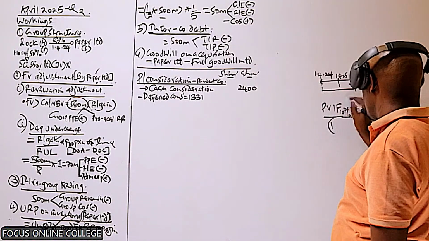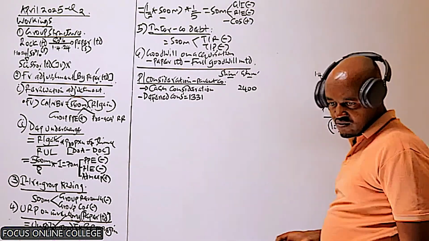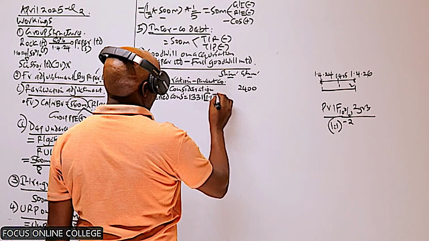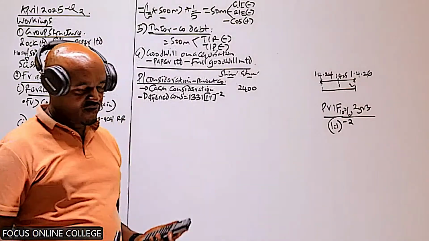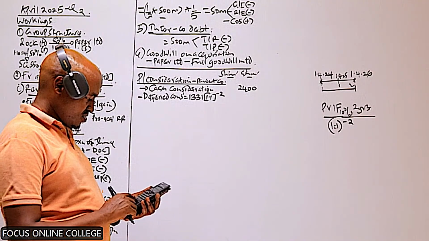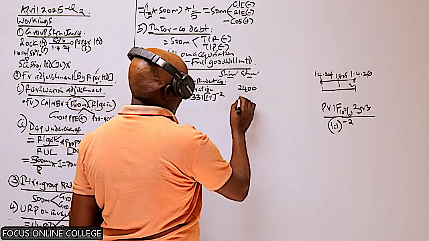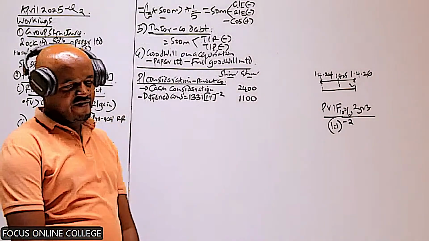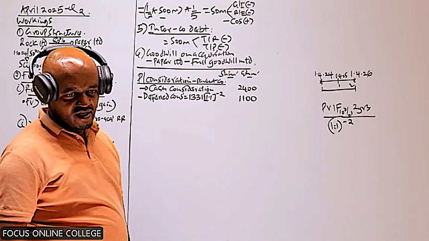Remember the formula here: 1.1 raised to power negative 2. That's basically how we are going to discount this, times 1,331. And basically that one is coming to 1,100. Is that what you're getting? 1,100.